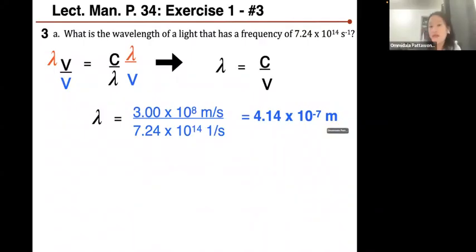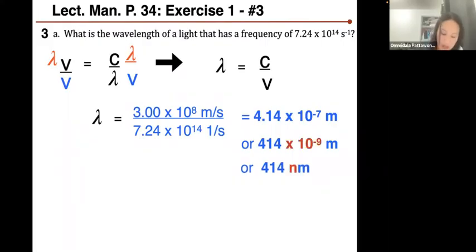You can leave it like this, or you can move the decimal point if you want to. Another acceptable value would be times 10 to the negative 9. It's the same identical value as this, so either way is correct to me. If the problem further asks you to convert this into nanometer, you can do that as well. 10 to the negative 9 is the nano prefix, so you can represent this times 10 to the negative 9 with the nano prefix. So this can also be reported as 414 nanometer.